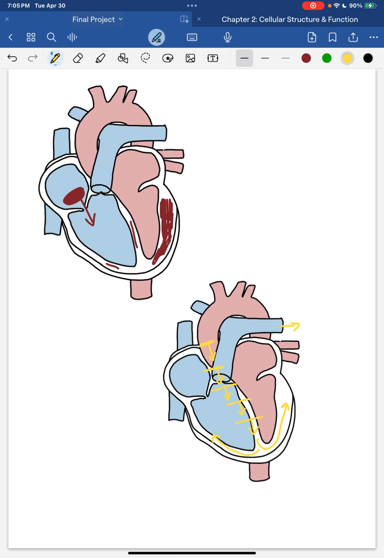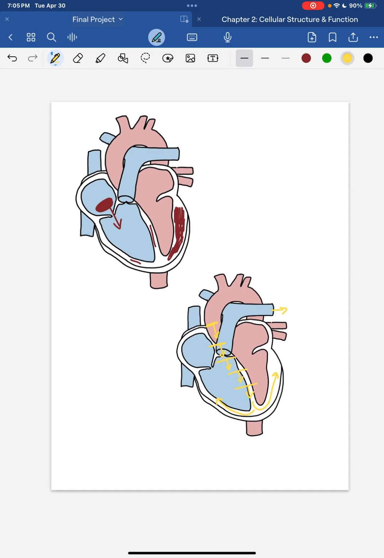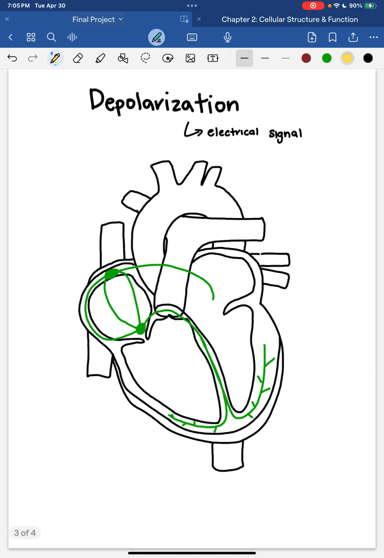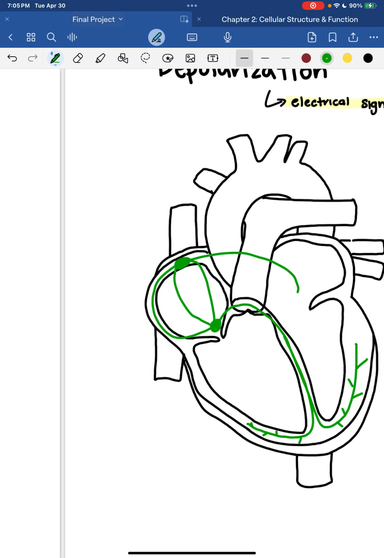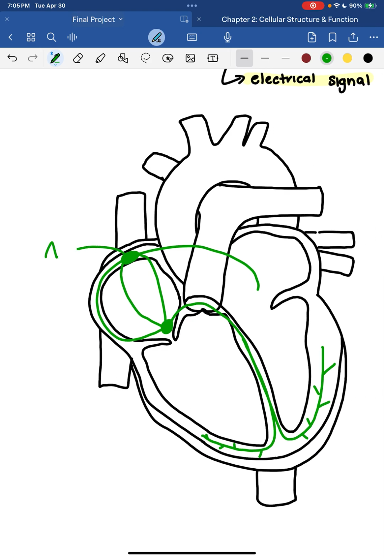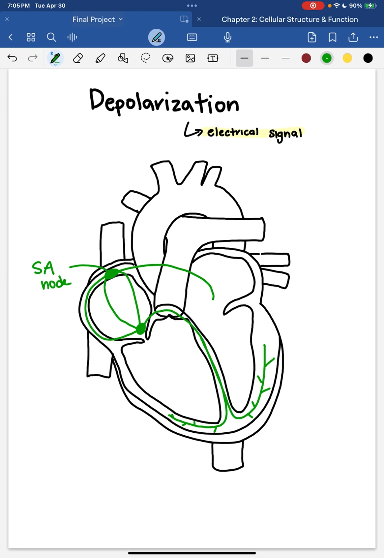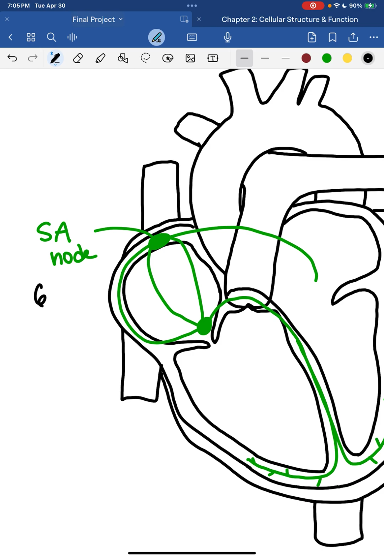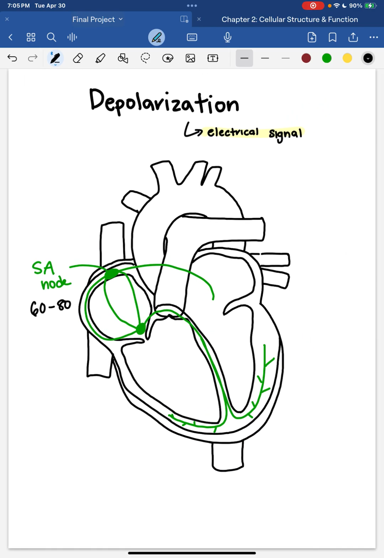So now that we've looked at what that is and why an intercalated disc is important, we're going to look at depolarization, or electrical signaling of the heart. We're going to start here, and we're going to have our SA node. So this is right here. And an SA node is the pacemaker of the heart. It is going to set the heartbeat at 60 to 80 beats per minute. That's what the SA node is going to start.